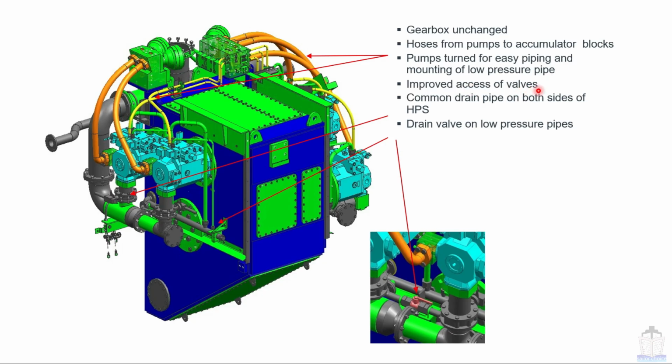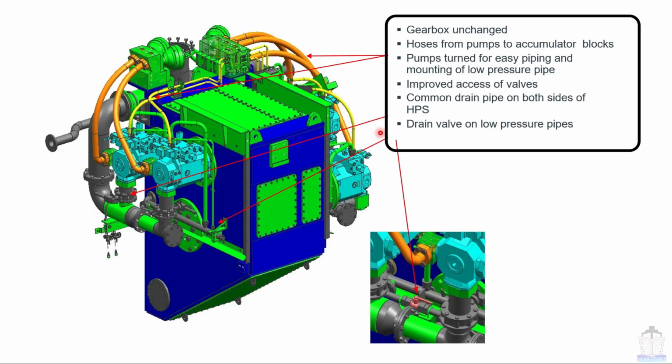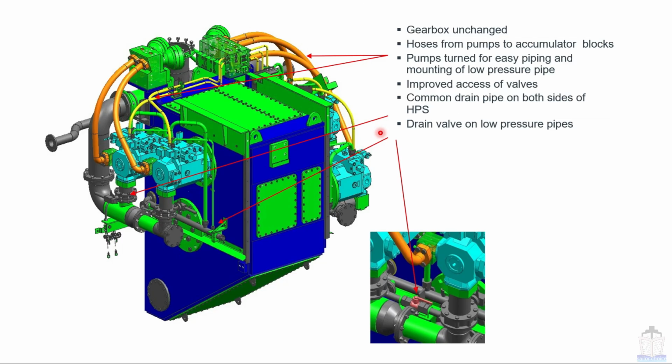Improved access of valves. Here you can see you can easily access all valves which are installed in this piping system. Common drain pipe on both sides of HPS, means this side and this side. Drain valves on low pressure pipes. So these are some salient points about the HPS pumps assembly situated over the larger engine.